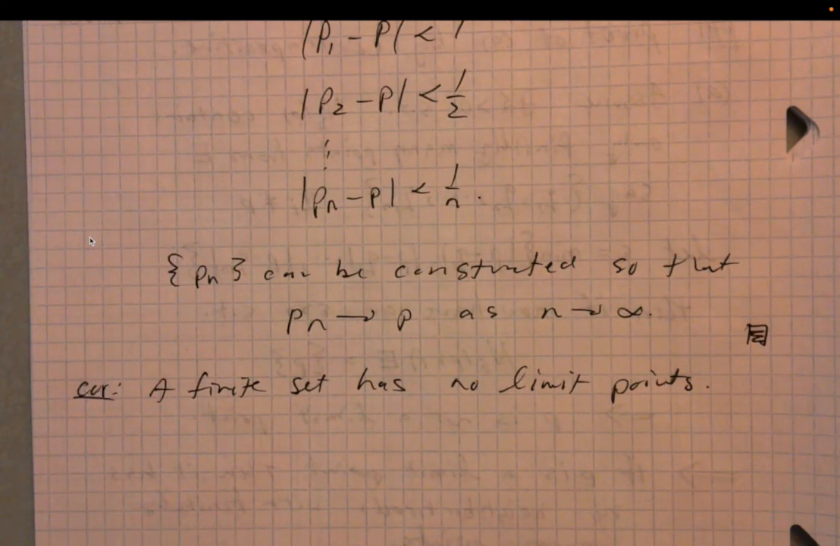All right. So obviously, if you're a limit point, you must have infinitely many points in any epsilon neighborhood surrounding you. And so if the set under consideration is finite, then clearly it can't contain any limit points. Okay. All right, very good.